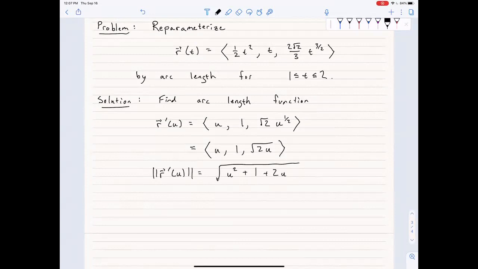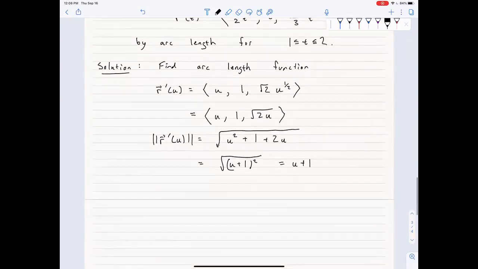And that looks great, right? How are people feeling? This feels wonderful. We all feel good about this, right? Because this is just the square root of u plus 1 squared, which is u plus 1. Okay, whenever you can get rid of that square root in your speed, life is good, right? It's not going to be so bad. So we get rid of the square root and we feel good.